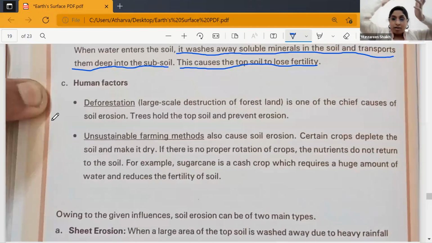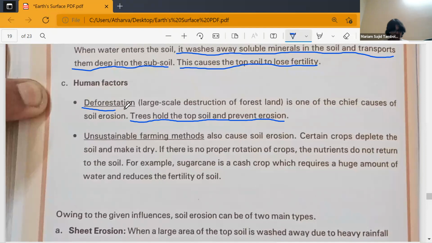And if you're removing the trees, definitely they won't be able to hold the topsoil, and the soil washes away. So that is one factor, deforestation. Please underline this: trees hold the topsoil and prevent erosion, and underline deforestation. So you know what is deforestation, right? Yes, ma'am. Cutting down of the trees and destruction of the forest land.